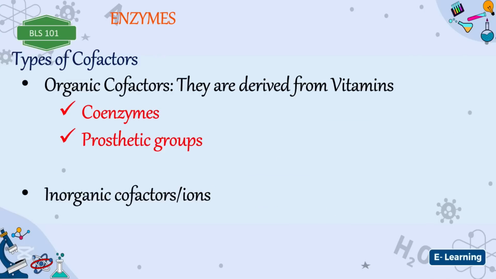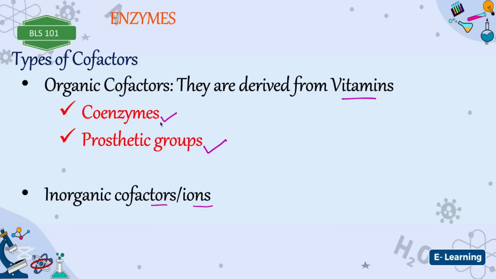Now, types of cofactor. Cofactors are divided into two. We have the organic cofactors, basically derived from vitamins, like we said earlier, and we have the inorganic cofactors, or the ions. The organic cofactors are divided into two based on the kind of bond formed between the cofactor and the enzyme itself. Emphasis on this. Organic cofactors are two: the coenzyme and the prosthetic group. Then we have the inorganic cofactor.